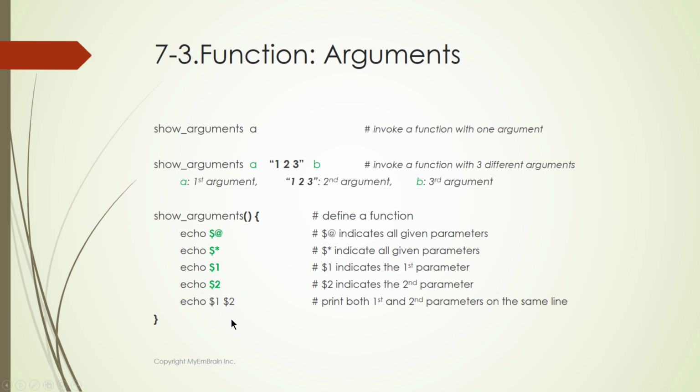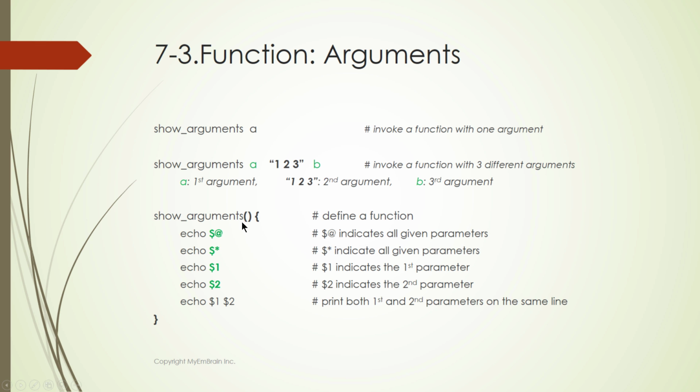Welcome to lecture 7.3, function argument. In this lecture, you learn how to send arguments to a function. Here, you call a function with one argument, separated by a space. You can call a function with multiple arguments, like the second example: first, second, and third. Note that the second argument must be enclosed in double quotes like this because the second argument actually has spaces in the data. So the complete sequence 1 space 2 space 3 is considered to be the second argument, and therefore it must be enclosed between double quotes like this.